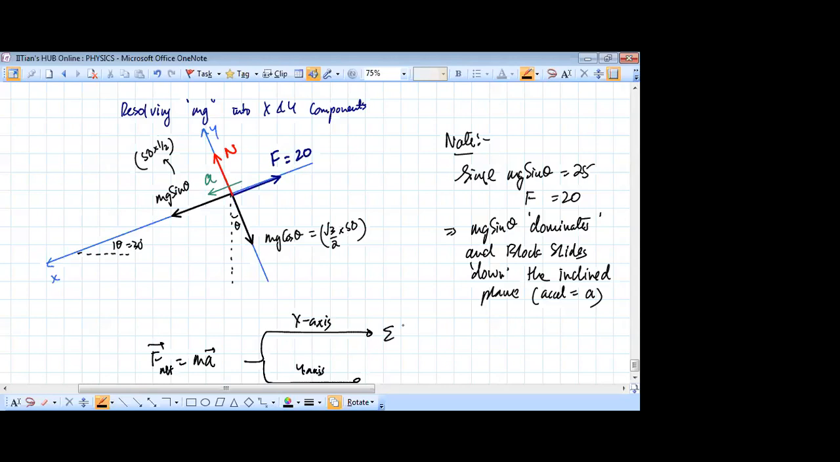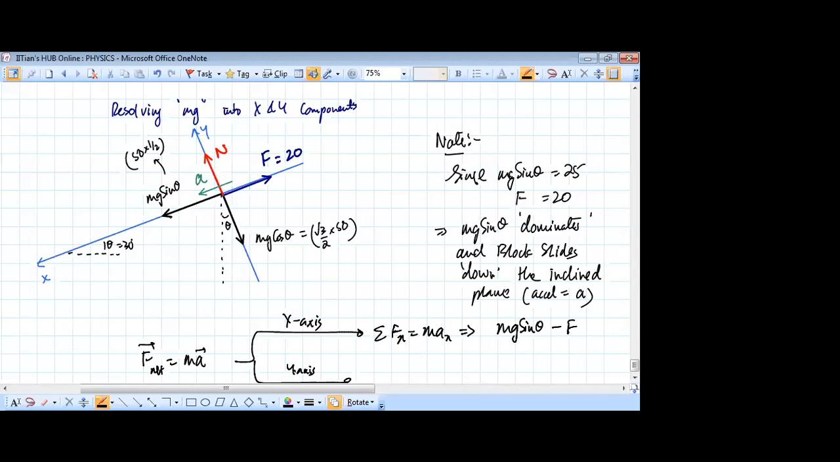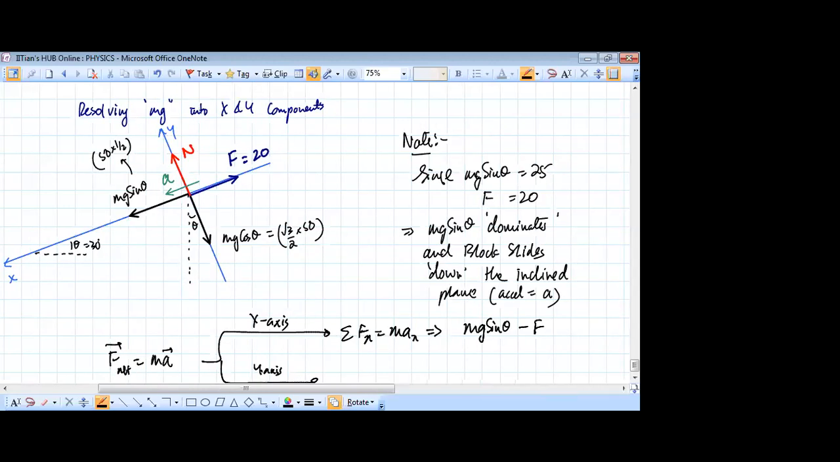So this time summation fx is equal to mass into ax. So what will come in summation fx? There will be mg sin theta acting along the positive x direction, but minus f along the negative x direction. So the net force along this direction is the difference of these two. Yes, that one will dominate. Just like in vector addition, if two forces are acting in opposite directions, the direction of the net force is the direction of the one having more magnitude. So this should be equal to ma. That's my first equation.